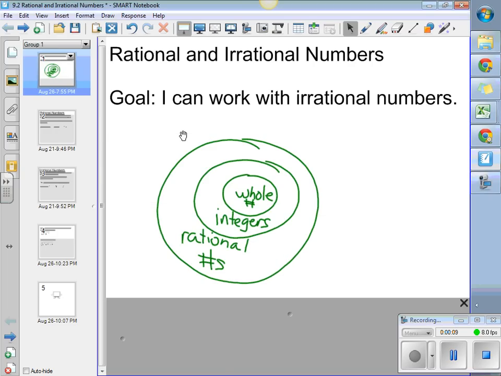This made sense to me when I was younger, when we talked about whole numbers, integers, rational numbers, and then irrational numbers, and I never got how all those numbers fit together. Then somewhere along the way I saw this picture of whole numbers, then integers, and then rational numbers, and then irrational numbers goes around the outside of this. It encompassed everything and made sense to me when I was younger, and I just thought you guys might like to see that visual.